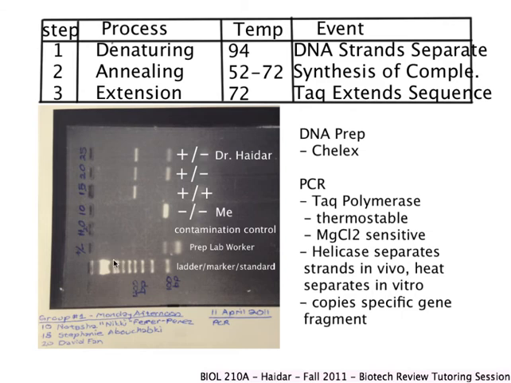So if I use a ladder that was too dense, I might not be able to see that, yes, this lines up with the 400 base pair and 100 base pair for the smaller one. Okay, so moving on again.